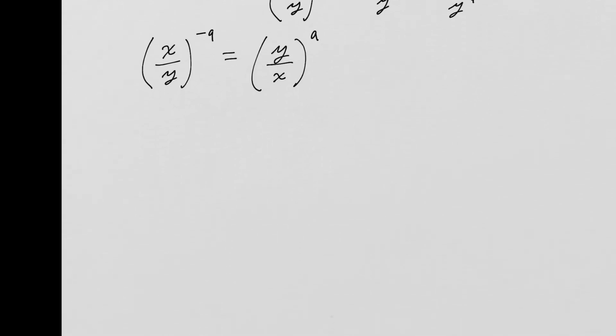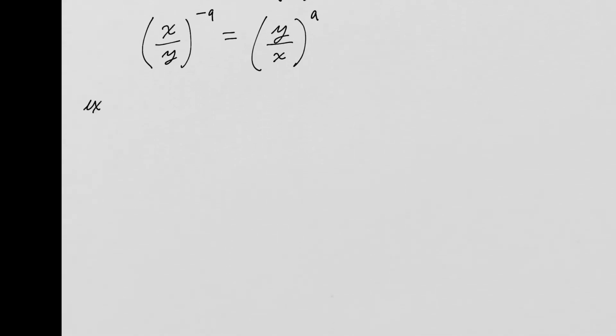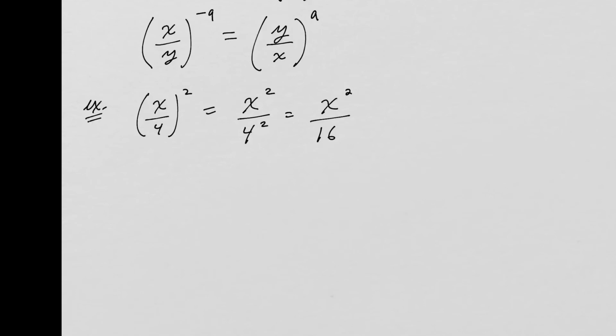All right, so what are some examples of this? Let's start with the regular raising a quotient to a power rule. Let's say we have (x/4) squared. Well, I can write this as x squared over 4 squared. x squared is just x squared, I can't do anything else with that. 4 squared, if I want, I could write as 4 times 4, which is 16. So that's x squared over 16.